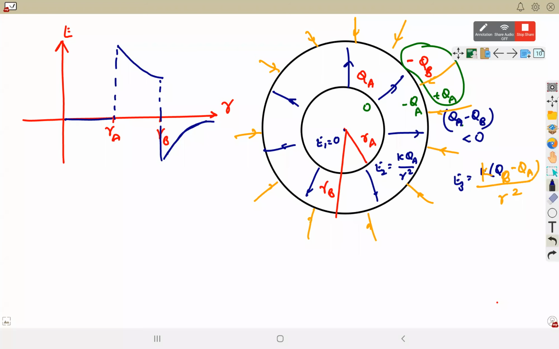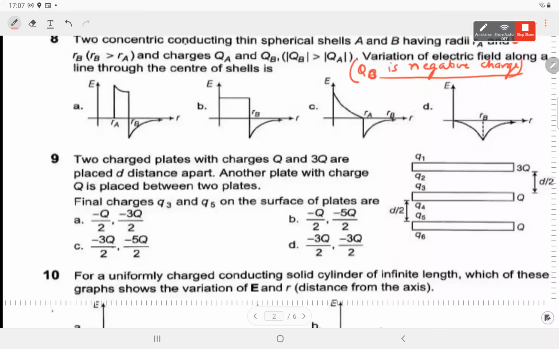Two charged plates with plate charges Q and 3Q are placed as shown. Another plate with charge Q is placed between the two plates. Find the final charges Q3 and Q5 on the surface of the plates. Right. So basically 3Q, Q and Q. These are the charges on the three metallic plates. And we use the concept of parallel metallic plates to determine the total charge on each surface.